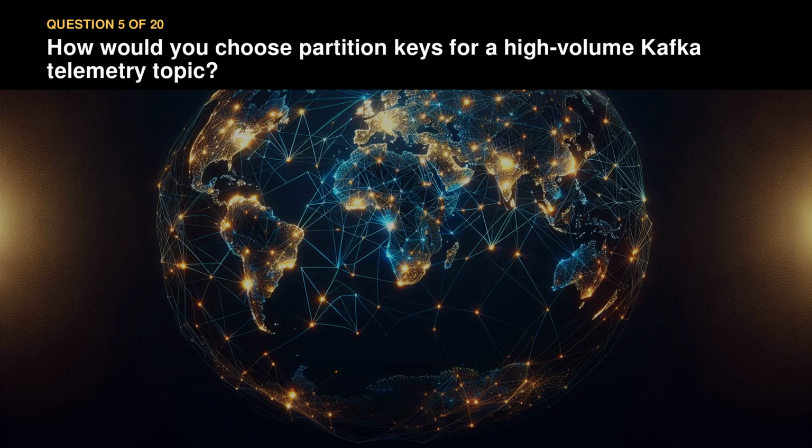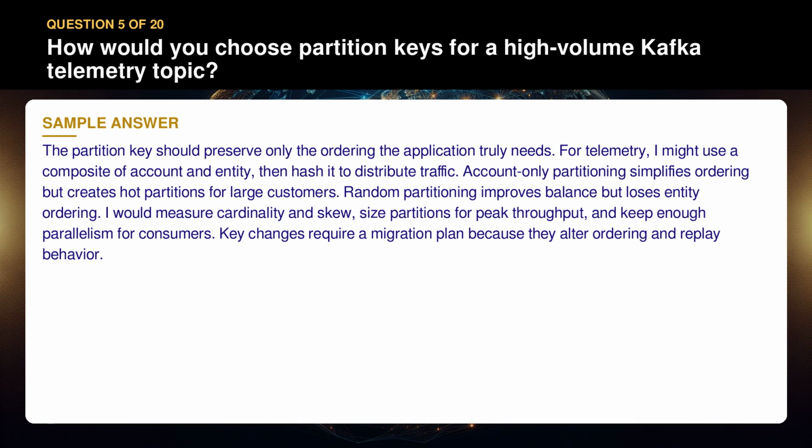Question 5. How would you choose partition keys for a high-volume Kafka telemetry topic? The partition key should preserve only the ordering the application truly needs. For telemetry, I might use a composite of account and entity, then hash it to distribute traffic. Account-only partitioning simplifies ordering but creates hot partitions for large customers. Random partitioning improves balance but loses entity ordering.